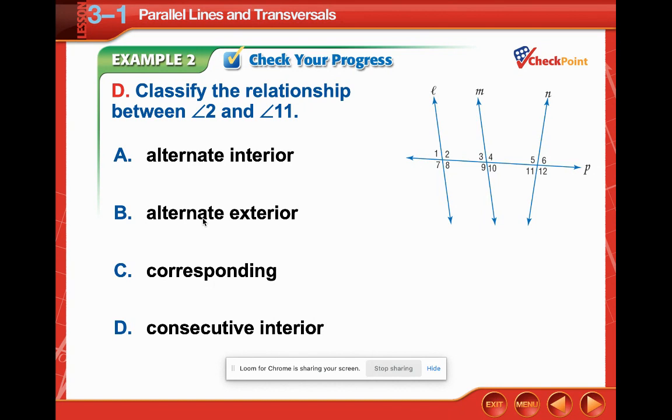All right, angle 2 and angle 11. When you see something like this, the best thing to do is forget line M even exists. So for this one, it would actually be alternate interior because they would both be considered interior angles and they're on opposite sides of line P, the transversal.